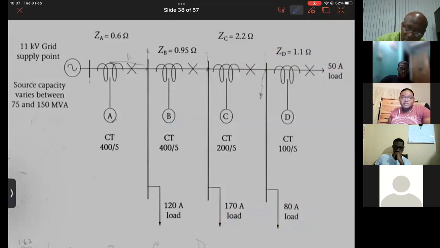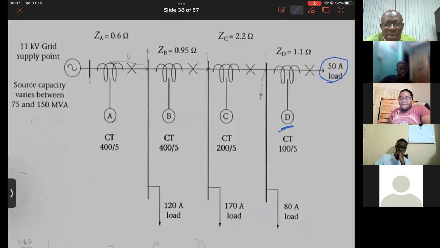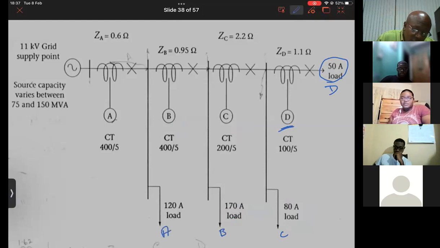Relay D must see 50 as its maximum load because the 50 amperes is feeding into that community. Remember, I named all of these as communities: community D, C, B, A. You give them names, all right? This is the feeder coming from the substation. The 50 amperes in terms of maximum load must pass through D.